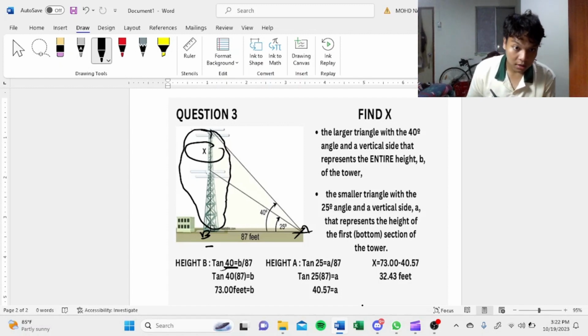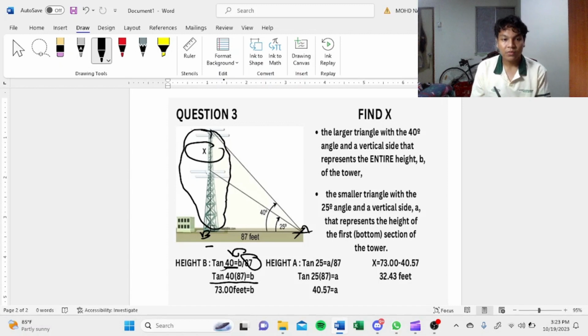Because of that, we use the 40 degrees. So we just put the information we get into the formula. We will get tan 40 equal to B over 87. Okay, so we just take 87 to the other side and it will get this. Tan 40 times 87 we will get B. So the B is the whole height of the tower.